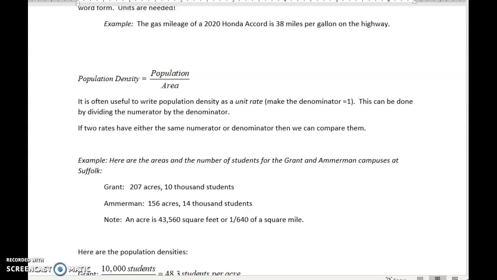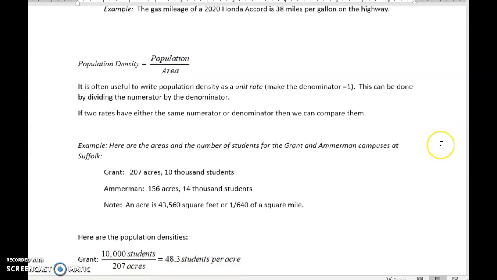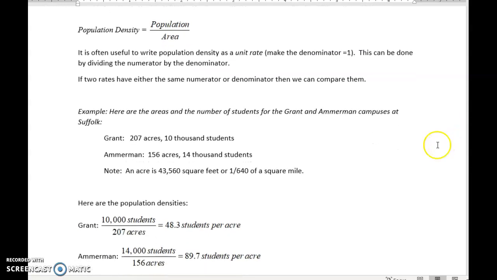So here's an example. So here are the areas and the number of students for the Grant and the Ammerman campuses at Suffolk. So Grant covers 207 acres and has about 10,000 students. Ammerman, 156 acres, 14,000 students. So the Grant campus is actually bigger in terms of land area, but smaller in terms of the number of students. Now we're measuring in acres here because neither of the campuses is equivalent to a full square mile.